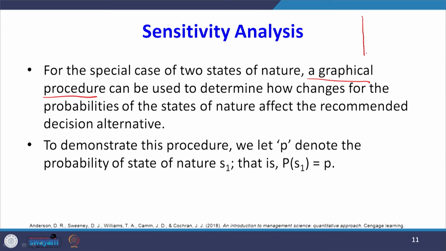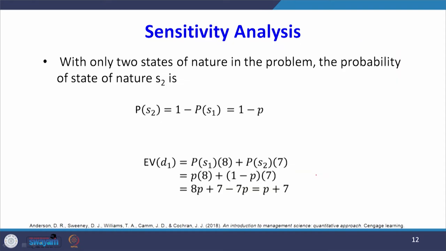Because graphically we can draw only a two dimensional figure, with p and 1 minus p. So, if the probability of strong demand is p, the probability of weak demand can be written as 1 minus p. If there are only two possibilities, we can represent it pictorially. If there are more than three states of nature, we cannot do it pictorially. To demonstrate this procedure, we let p denote the probability of state of nature S1, that is strong demand. So, P of S1 equals p, and with only two states of nature in the problem, the probability of S2 is 1 minus P of S1, that is 1 minus p.